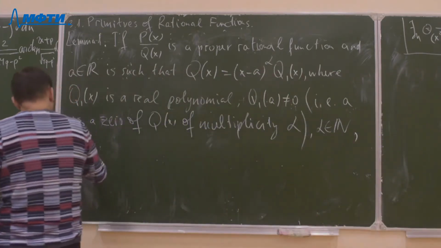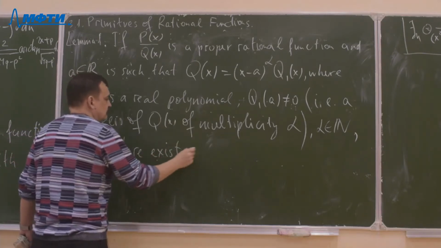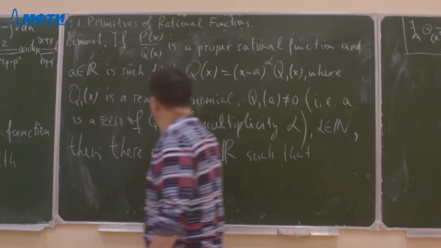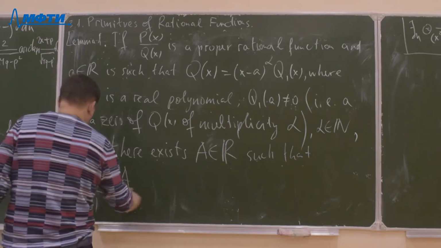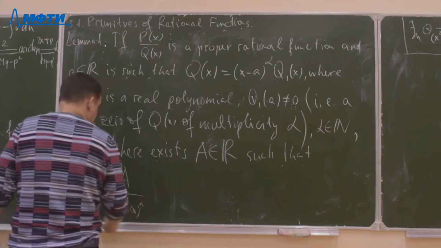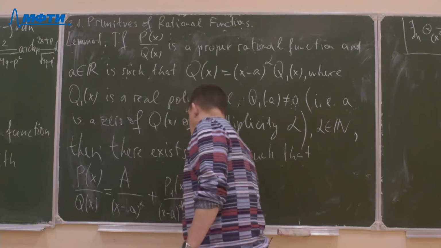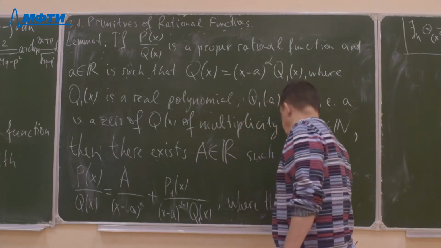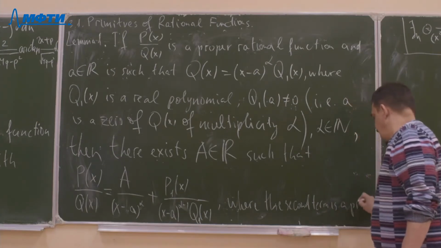Then there exists a real number A such that p of x over q of x equals A over (x minus a) to the power alpha, plus p1 of x over (x minus a) to the power alpha minus 1 times q1 of x, where the second term is a proper rational function.